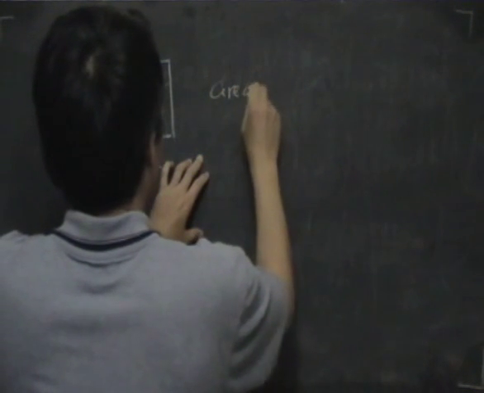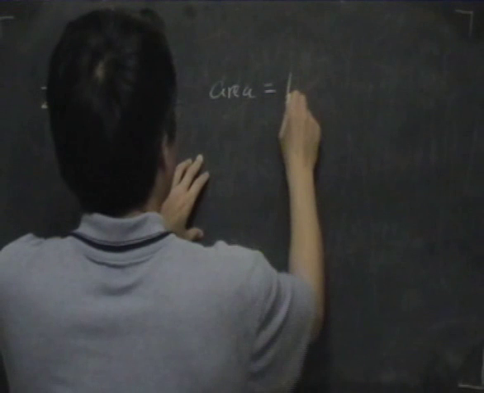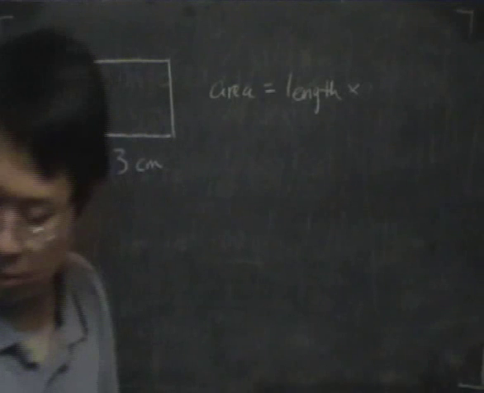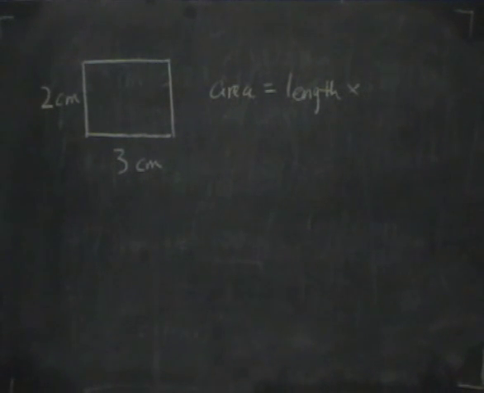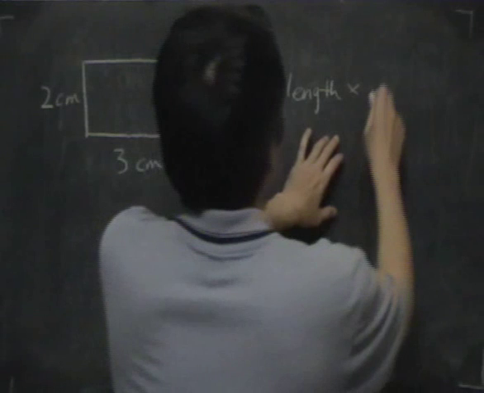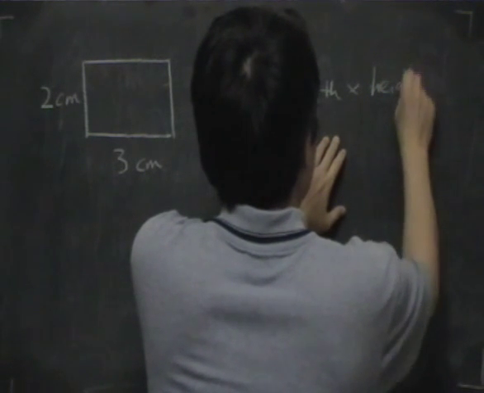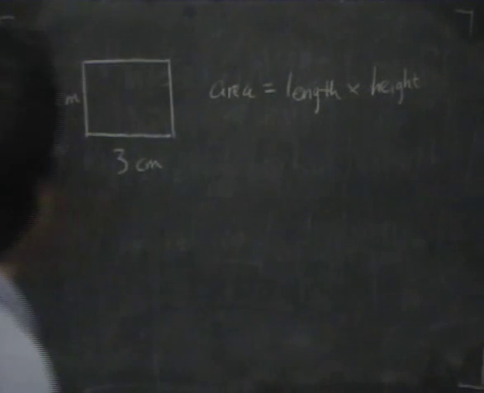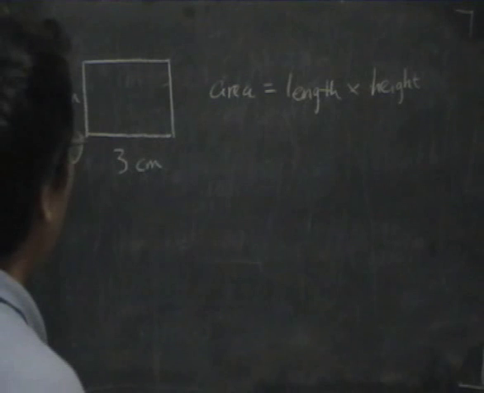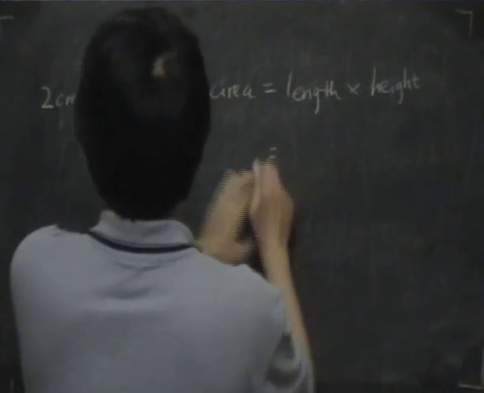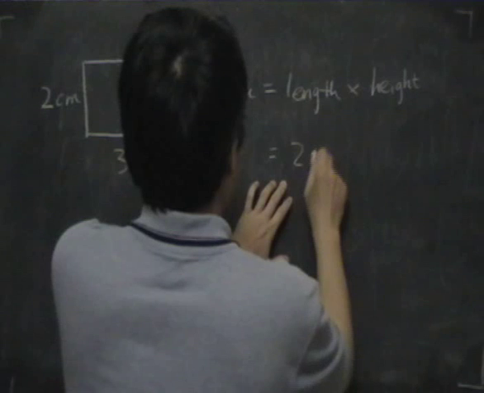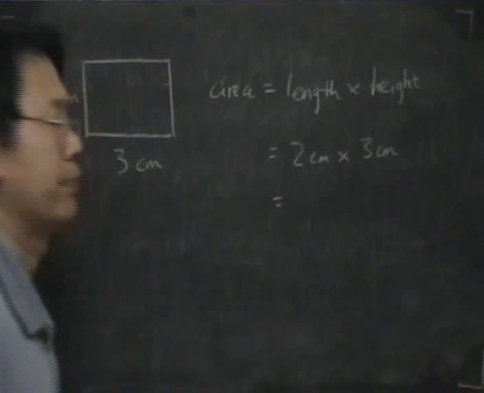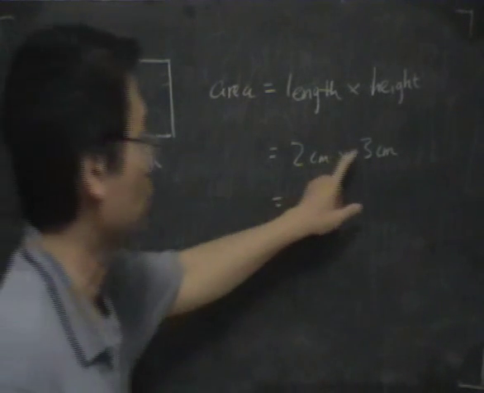Area is equal to length times the height, or sometimes you say length times the width. Okay, and if you do that, the answer is 2 cm times 3 cm, okay, and 2 times 3 is 6.